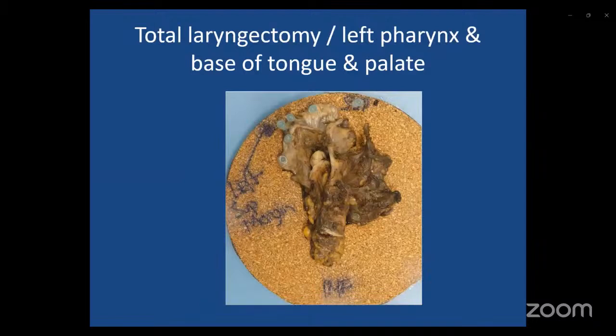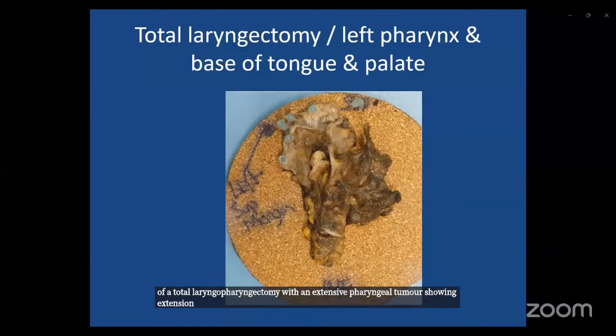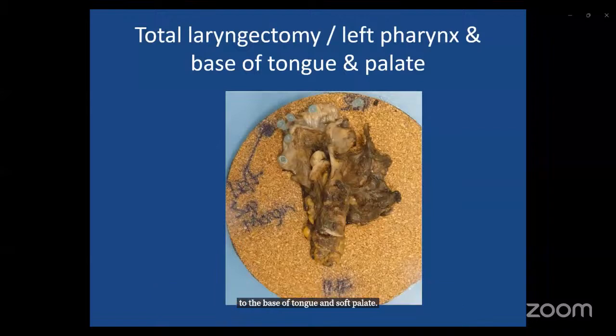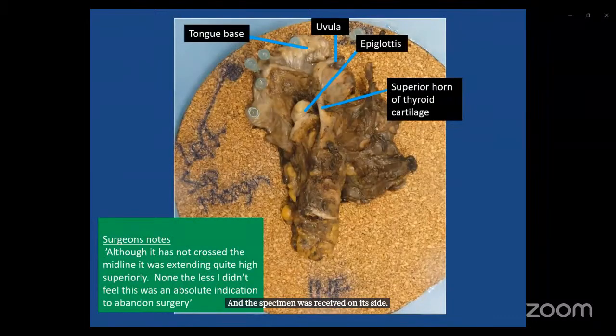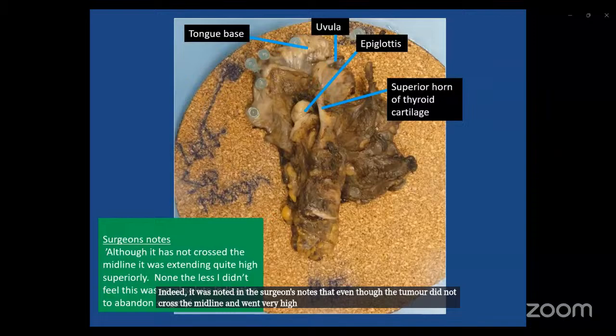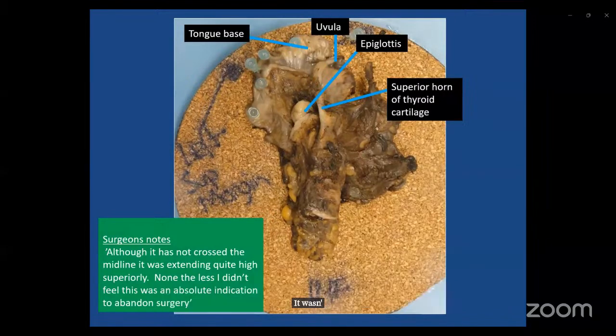This was a very complex resection specimen of a total laryngopharyngectomy with an extensive pharyngeal tumour showing extension to the base of tongue and soft palate, and the specimen was received on its side. Indeed, it was noted in the surgeon's notes that even though the tumour did not cross the midline and went very high up to the level of the soft palate, it wasn't necessarily an indication to abandon surgery, but this is as large and as high as a laryngopharyngectomy as you'll get, and it's very complex.